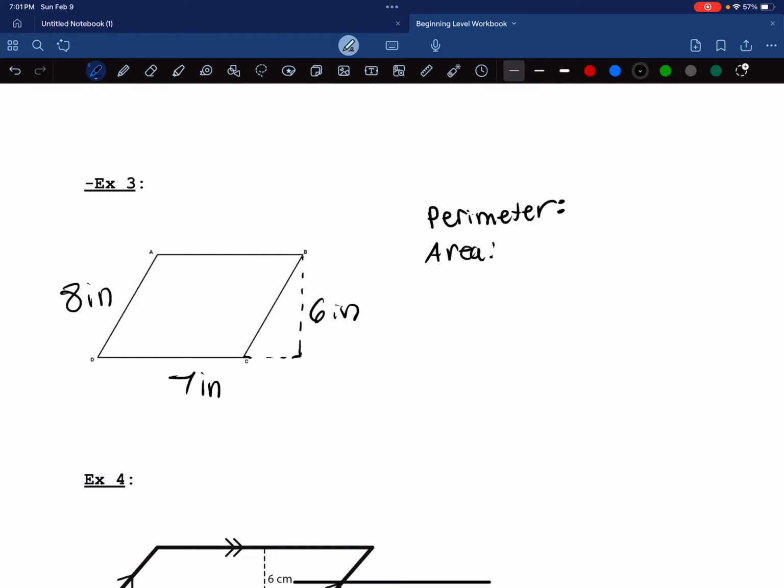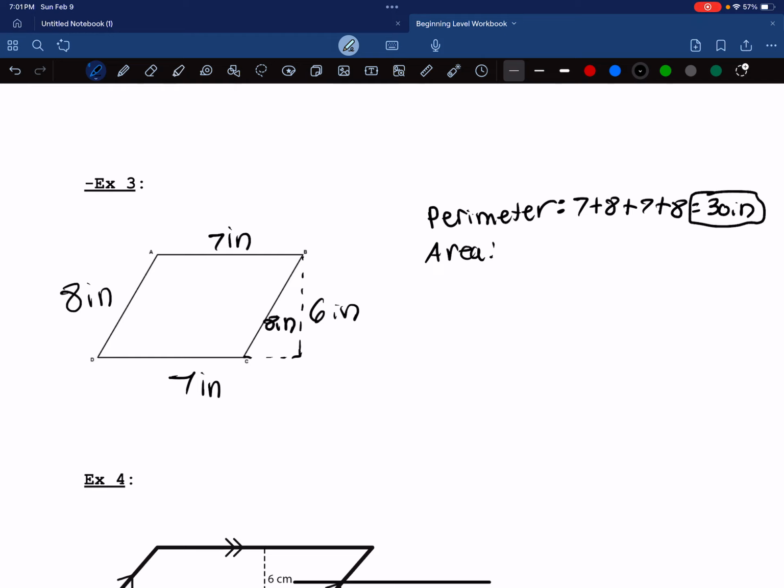So to find all of our side lengths, we can say that this 8 inches is going to be equivalent to this side. So this side is also 8 inches. And then this side here, 7 inches, is going to be equivalent to there. So in that case, our perimeter is just going to be 7 plus 8 plus 7 plus 8, that equals 30. So our answer is going to be 30 inches.